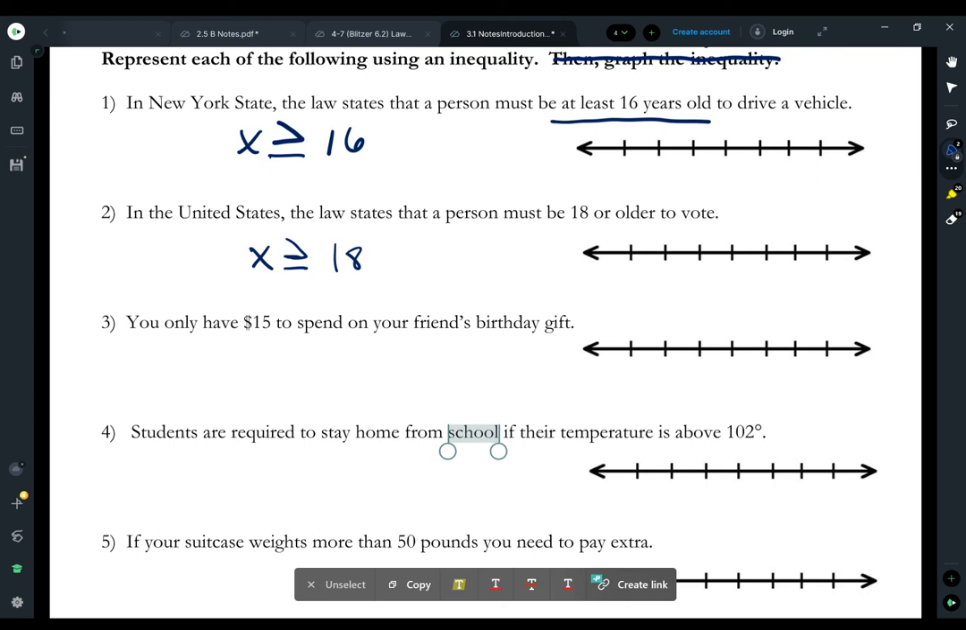Next one, you have only $15 to spend on your friend's birthday gift. So I'm comparing X to 15. I have to decide if it's less than or greater than. If I only have $15 to spend, I can spend 13 or 10 or 12, but I can't spend 20. So it's less than. And then I have to decide if it's or equal to, and I could spend all 15, so I'm going to write or equal to.